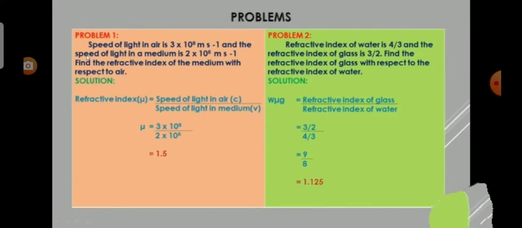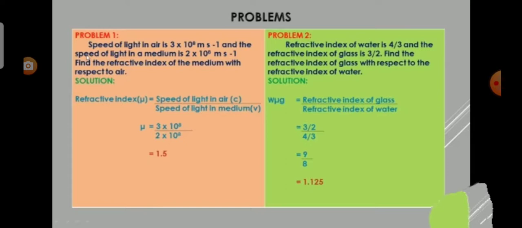Now we see the problem. The speed of light in air is 3 into 10 power 8 meters per second, and the speed of light in the medium is 2 into 10 power 8 meters per second. Find the refractive index of the medium with respect to air. The solution: refractive index equals the speed of light in air divided by the speed of light in the medium. So mu equals 3 into 10 power 8 divided by 2 into 10 power 8. The answer is 1.5.